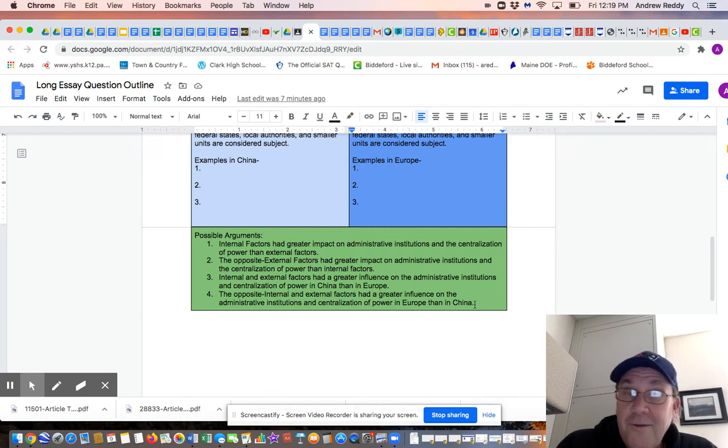Or another tack you could take was to say that internal and external factors had a greater influence on administrative institutions and centralization of power in China than in Europe. Or you could say the opposite, that the same thing was greater in Europe than in China. So I hope this makes sense.